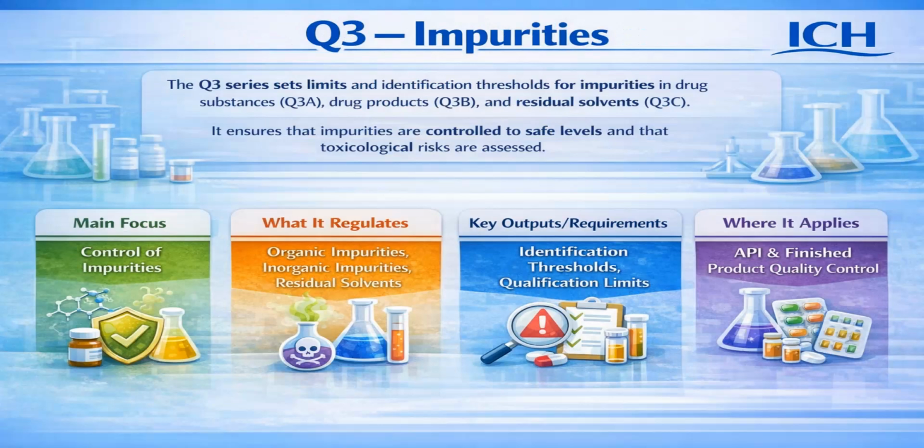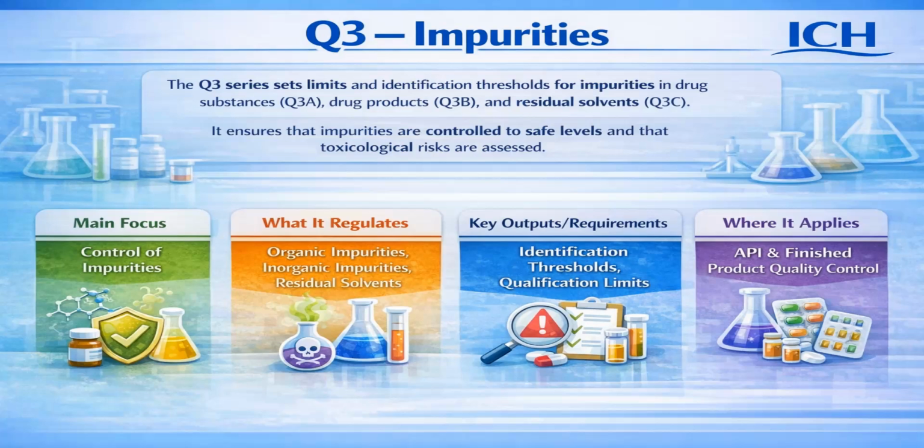Q3 impurities. The Q3 series sets limits and identification thresholds for drug substances Q3A, drug products Q3B, and residual solvents Q3C. It ensures that impurities are controlled to safe levels and that toxicological risks are assessed.